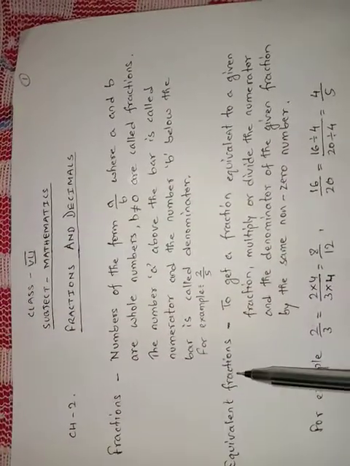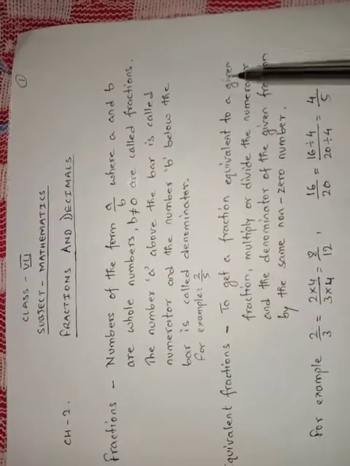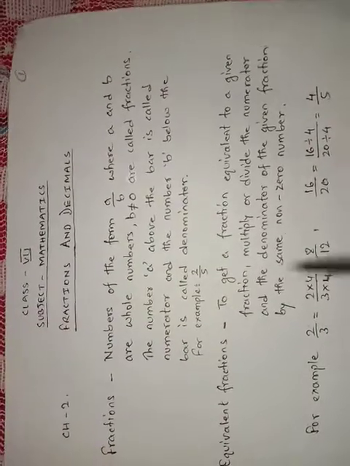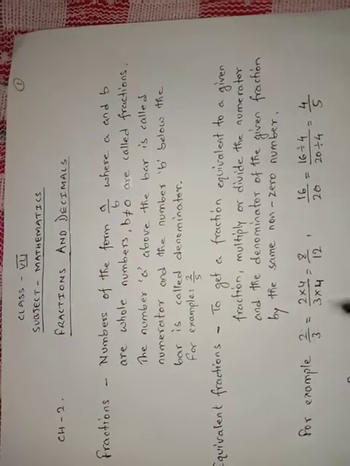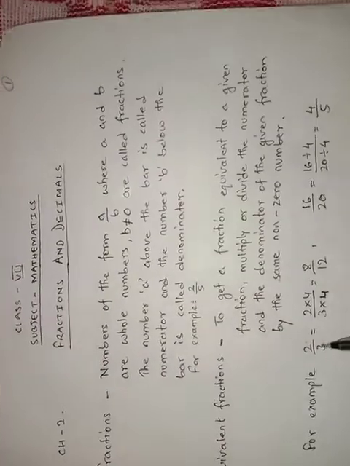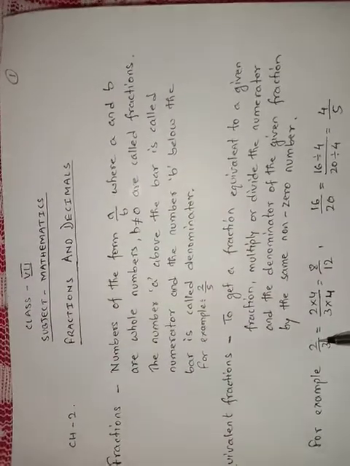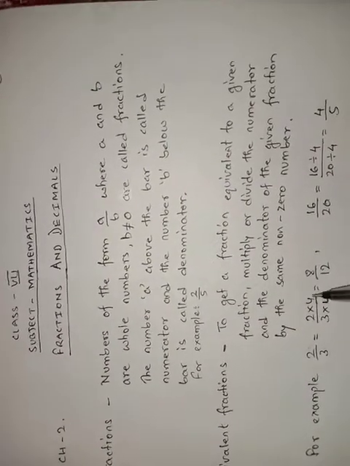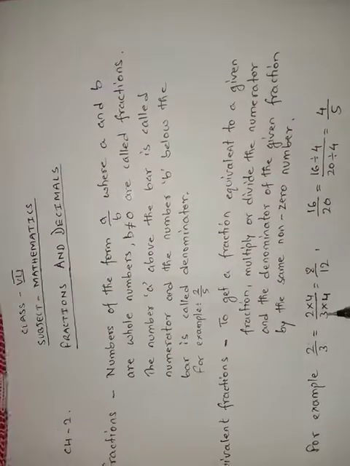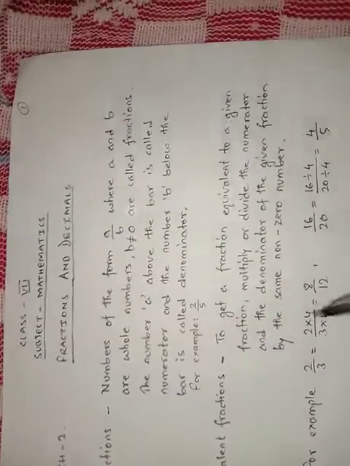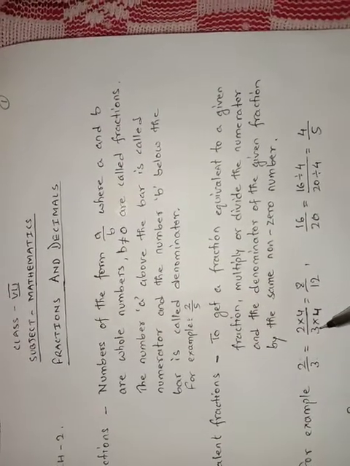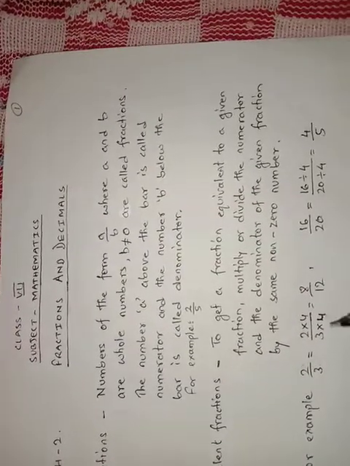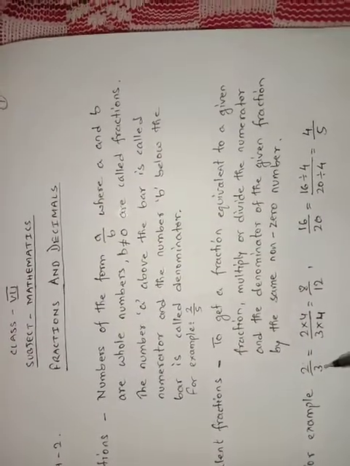Now let's see what are equivalent fractions. To get a fraction equivalent to a given fraction, multiply or divide the numerator and the denominator of the given fraction by the same non-zero number. For example, here we have 2 by 3. To get an equivalent fraction to this given fraction, we have multiplied it with 4. That is, we have multiplied the numerator by 4 and the denominator also by 4. That means we have multiplied the numerator and the denominator both by the same number, that is 4, and we get 8 by 12. This 8 by 12 is an equivalent fraction to 2 by 3.